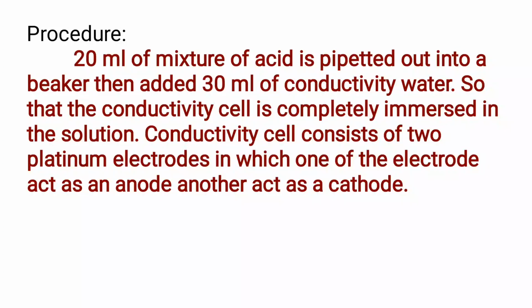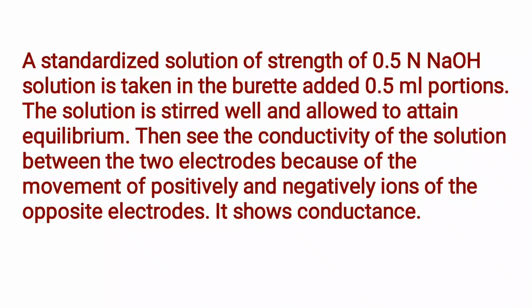20 ml of this mixture solution is pipetted out into a clean beaker, then 30 ml of water is added so that the conductivity cell is completely immersed in the solution. The conductivity cell consists of two platinum electrodes, of which one acts as an anode and the other acts as a cathode. Now we will see the titration start.